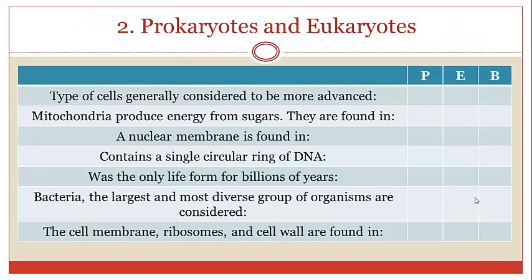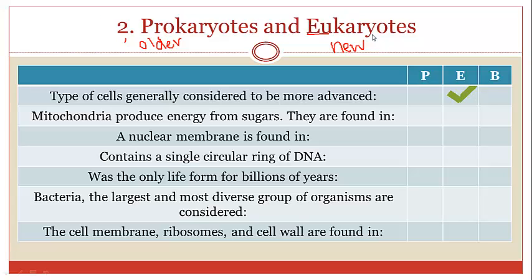The next question asks you to sort the following into prokaryote, eukaryote, or both. So, one thing to remember. Prokaryote. If you're a pro at something, it means that you've been doing it for a long time. So these are going to be the older cells that have been around for longer. Eukaryote, the U sounds like new. So these are newer, more modern cells. So the type of cells that are generally considered to be more advanced, those are going to be eukaryotic cells.